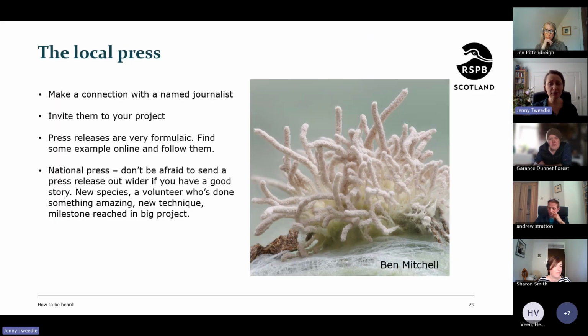So, a little word about newspapers. There is still a local press out there. I'm amazed that local papers managed to survive. Their circulations have nosedived really in the last 25 years since I started in journalism. Journalism has been kind of collapsing around me, which has been interesting. But local papers are still really, really important to local communities.